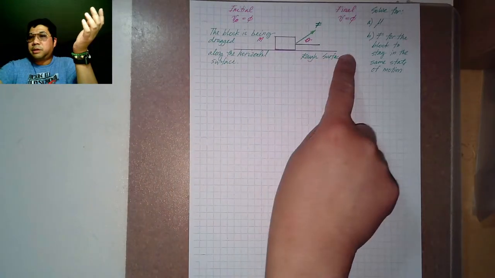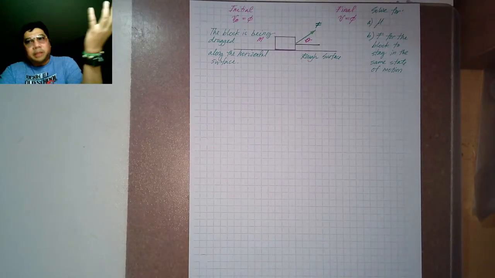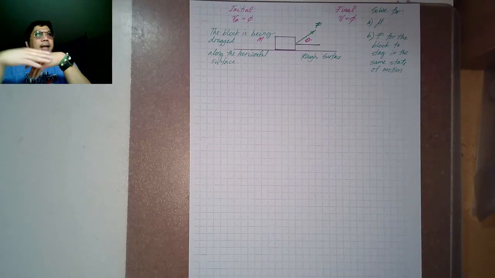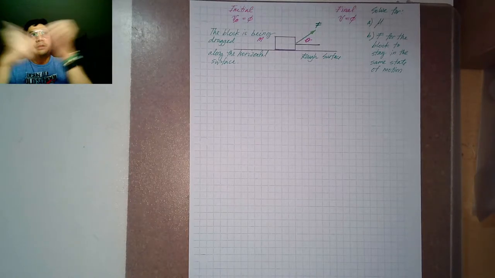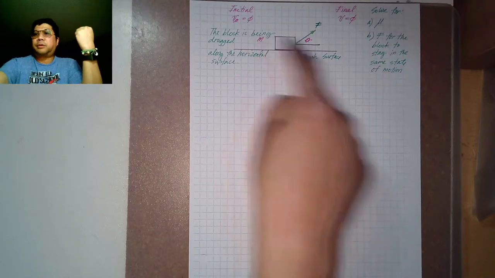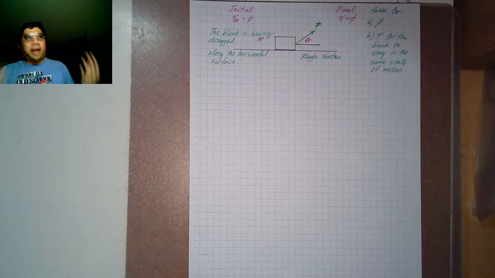The block is being dragged along the horizontal surface. So here's our horizontal surface, here's our block, but this time the force that is applied is not along the y-axis or the horizontal axis, also known as the x-axis. It is being dragged at an angle.